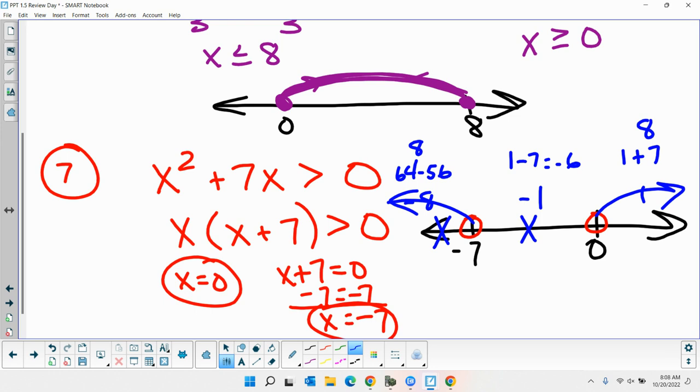So it goes opposite directions. Thanks for helping me out, Ryan. I said 8, but I was looking at -8 for some reason.